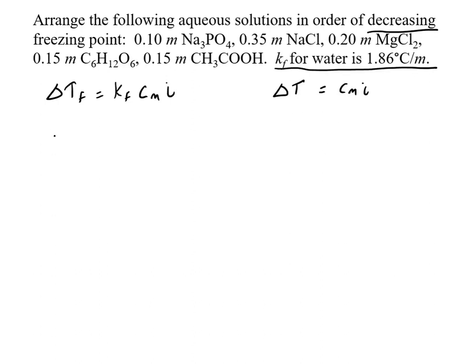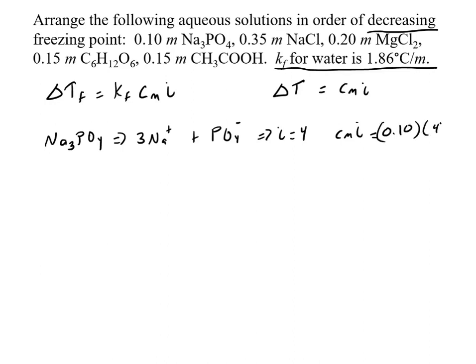All right. So if I take sodium phosphate, some of you are going to say there are 8 particles there. There's not. You have to go back to knowing what your ions are. Phosphate is a polyatomic ion, and as such, you have to treat it as 1. So this forms 3 sodiums and 1 phosphate. So i is equal to 4. So Cm times i is going to be that 0.10, the molality, times 4 to give me 0.4.